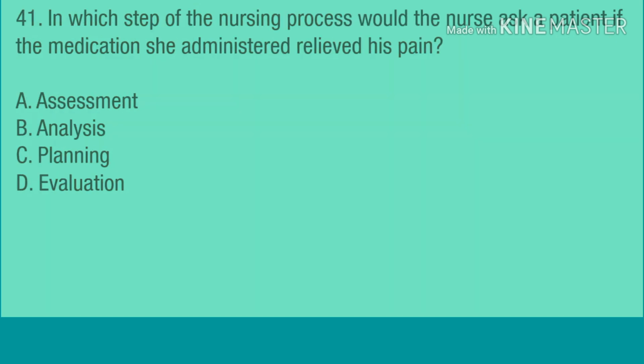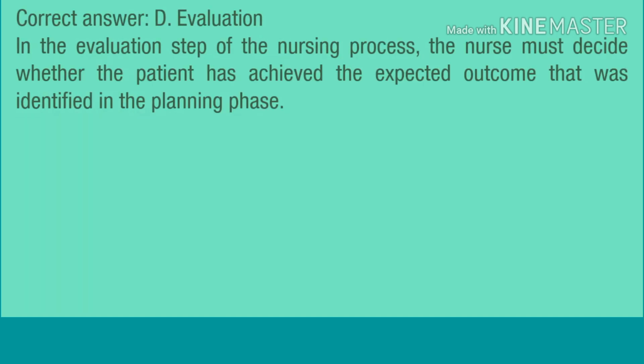Question 41. In which step of the nursing process would the nurse ask a patient if the medication she administered relieved his pain? A. Assessment. B. Analysis. C. Planning. D. Evaluation. Correct answer, D. Evaluation. In the evaluation step of the nursing process, the nurse must decide whether the patient has achieved the expected outcome that was identified in the planning phase.